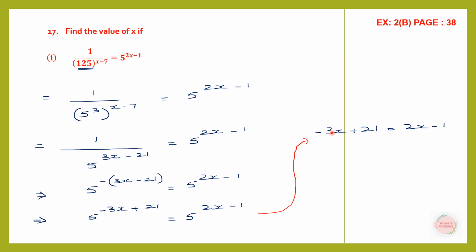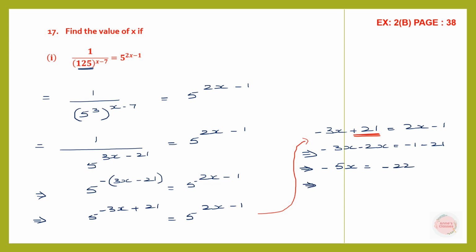Now let's take all the x's to one side. So here we have minus 3x. We bring 2x from the other side. We're going to bring it here, so that becomes minus 2x. And there we already have minus 1. We're going to move this plus 21 to the other side. It becomes minus 21. So this is now equal to minus 3x minus 2x. Signs are the same. Put the same sign and add. 3 plus 2 is 5. Minus 5x is equal to minus 21 plus 1 is 22.